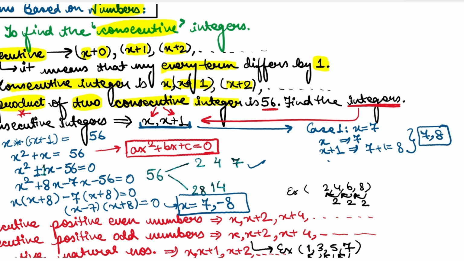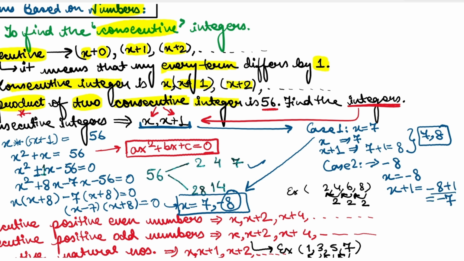Okay. अब हम केस 2 लेंगे क्योंकि हमें दो आंसर्स मिले हैं यहाँ से. ठीक है, so we will take it as -8. तो अब x का वैल्यू हो जाएगा -8 और x plus 1 का वैल्यू हो जाएगा -8 plus 1, which becomes equal to -7. Okay, so this becomes the second value. So now after solving this we get two values, that is -8 and -7.